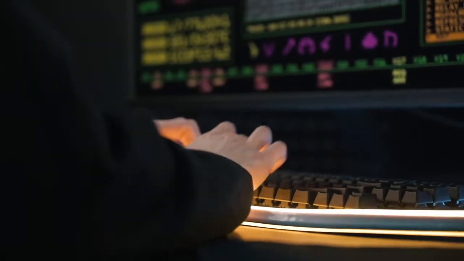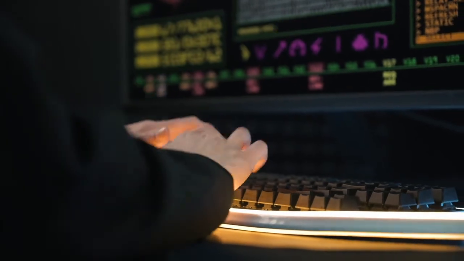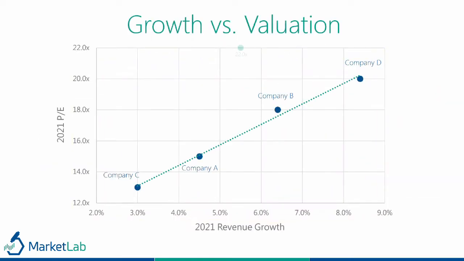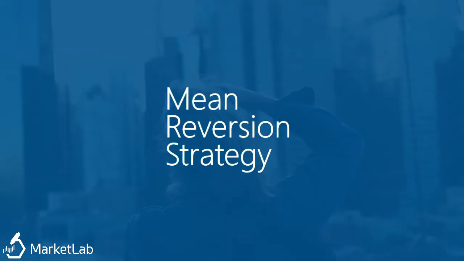Alright, so keeping this example going, let's imagine that Slinky Lab did IPO and is now trading at $11 a share. Our estimate of 5 to 6% growth hasn't changed, so this would imply that Slinky Lab is now trading at a 22 times PE multiple. As we can see here, that's pretty out of whack from where the peer group is trading. So now we might consider selling Slinky Lab short under the thesis that it will eventually revert back to a multiple more in line with the sector relative to their expected growth rate. Trading like this is a type of mean reversion strategy.